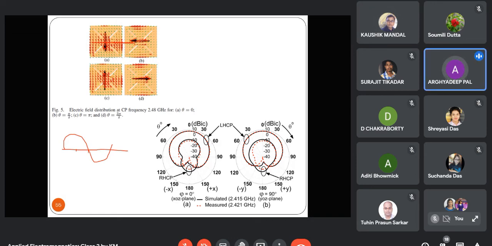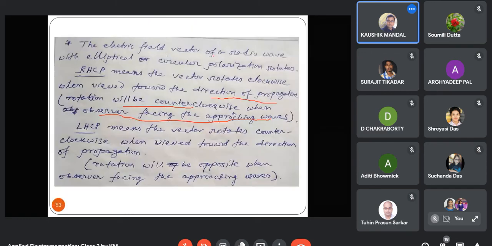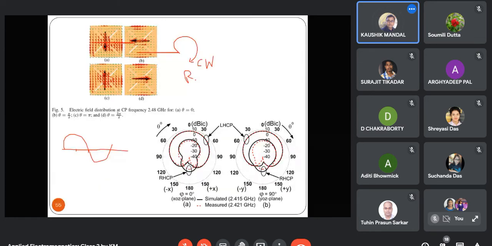সেটা তো ক্লকওয়াইজ, আরএইচসিপি না? It is clockwise. It will be RHCP, if you observe from the back side.